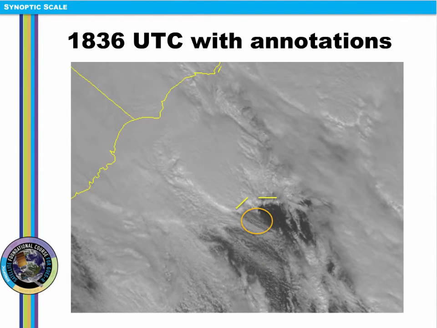This is a single image from the previous loop to illustrate the position of the very strong low-level winds relative to the bent back front. The developing bent back front is depicted in the yellow dashed lines, and the low-level cumulus and stratocumulus is within the orange oval. These clouds were moving very fast, as we observed in the 1-minute imagery on the previous slide.